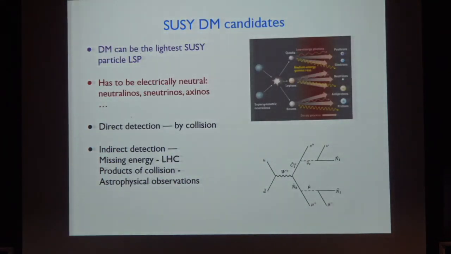So the dark matter could be the lightest supersymmetric particle, because we have a symmetry between the non-supersymmetric and the supersymmetric particles, which prevents the lightest from decaying into normal particles. It has to be electrically neutral. There are lots of candidates there. Direct detection will be by collision, like here. Indirect detection by missing energy, like two particles of the standard model then creating missing energy. And we would have some astrophysical observations.